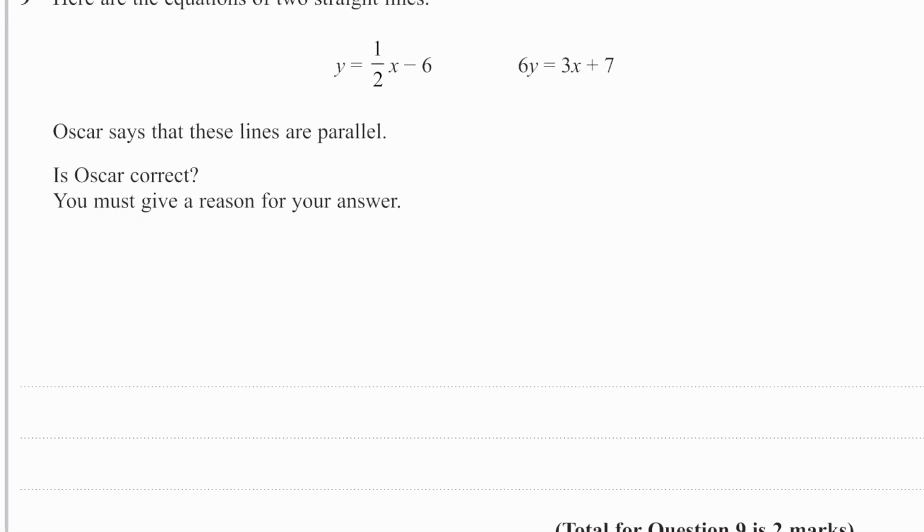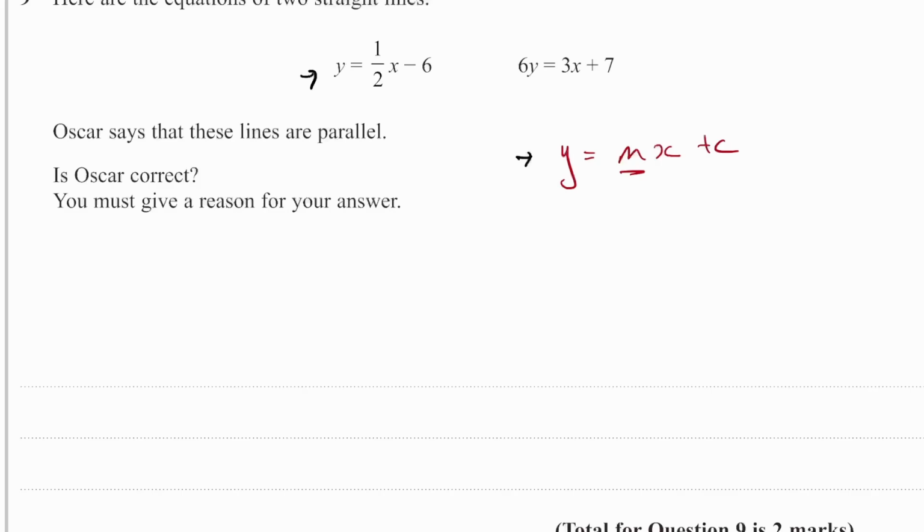Here are the equations of two straight lines. Oscar says that these lines are parallel. Is Oscar correct? You must give a reason for your answer. Well, if two lines are parallel, then essentially the gradients of both lines are going to be the same. And to work out what the gradient of a line is, you can get it in this form, y equals mx plus c, where basically m would be your gradient. So we need to get both of these equations in that format.